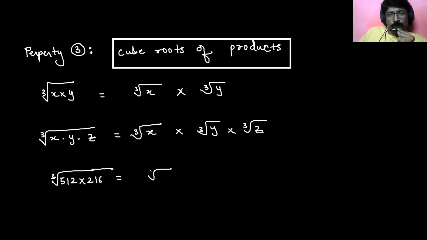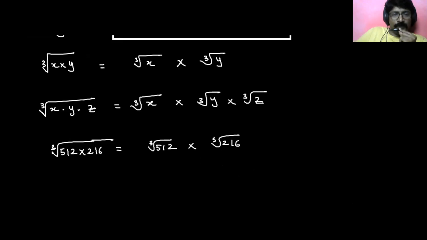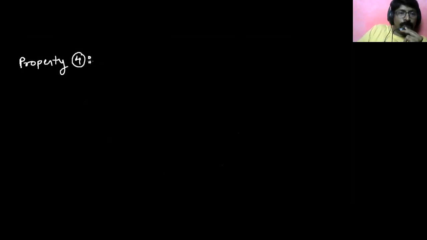So what we can do is simply the cube root of 512 into the cube root of 216, and we know that the cube root of 512 is 8 and the cube root of 216 is 6. So 8 sixes are 48, and that's it. You understood, guys? That's simple. Okay, it works in the quotient also. What do you mean by that? So that's property number 4. Property 4.